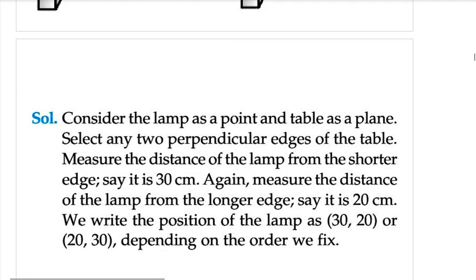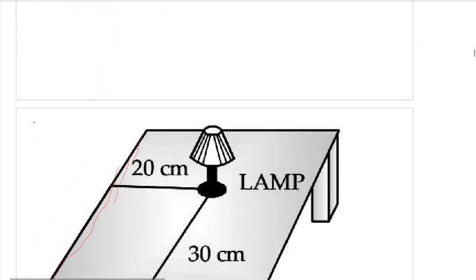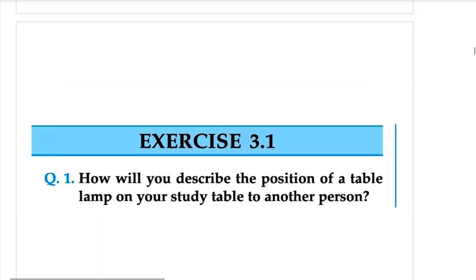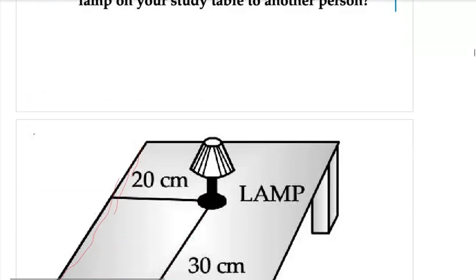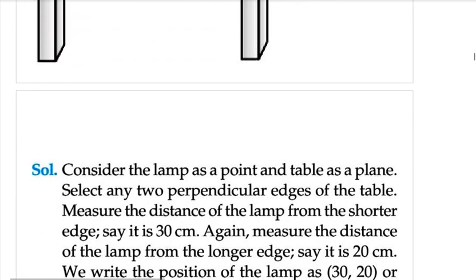Measure the distance of the lamp from the shorter edge, 30 centimeter, let's say. Again, measure the distance of the lamp from the longer edge, let's say it is 20 centimeter. So we write the position of the lamp as 30, 20 or 20, 30, depending on the order we fix. So very simple, right? So this is how they have solved this. Don't solve this question, 3.1 first question, in your notebook. You can let it go. This is just for your understanding. These are not the types of questions which are going to be solved by you.